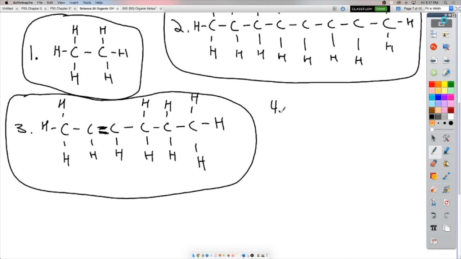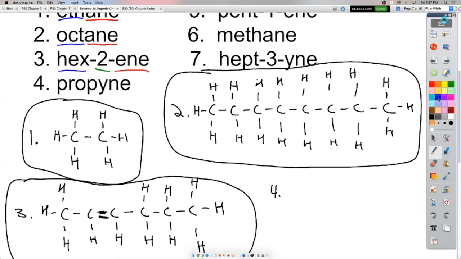Number 4. So propyne. Okay, prop, start there. Prop means 3 carbons. 1, 2, 3. Now we need to worry about the yne. Okay, they didn't tell us where the yne is. That usually means that there's only one way to write the thing. No matter how you draw it, it's going to be propyne. Okay, let's see if that's true.